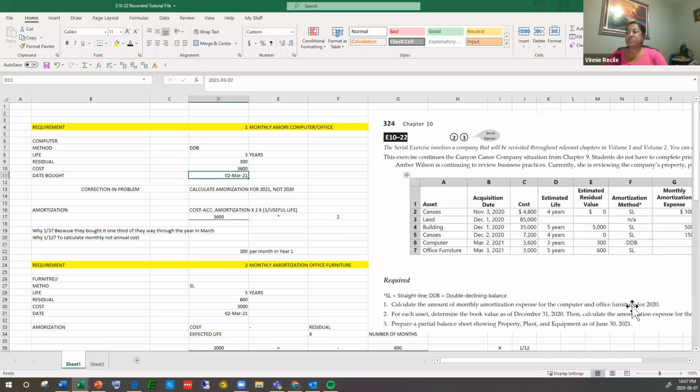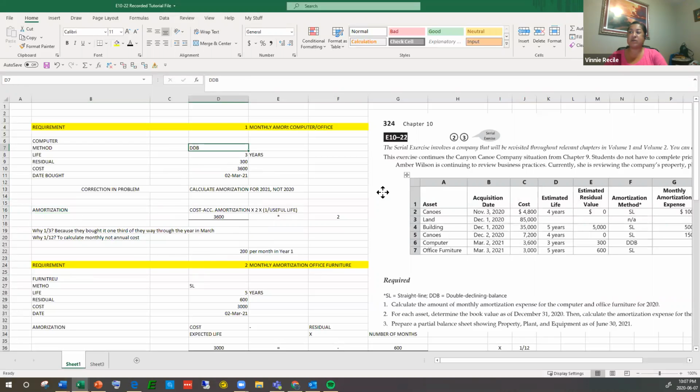In this problem, it says to calculate the amortization for 2020. I think this is actually a typo. What they probably mean is 2021, considering you purchased it in 2021. So let's move forward with that assumption because that pretty much fits how we're calculating the problem. So what are we doing here? We're going to calculate the amortization using the double declining balance method.